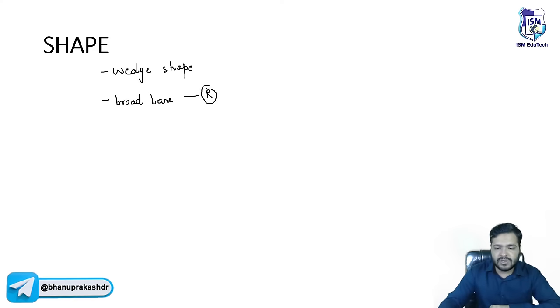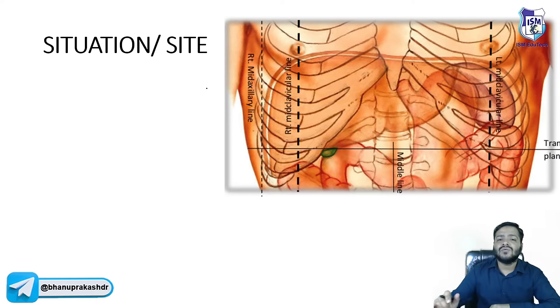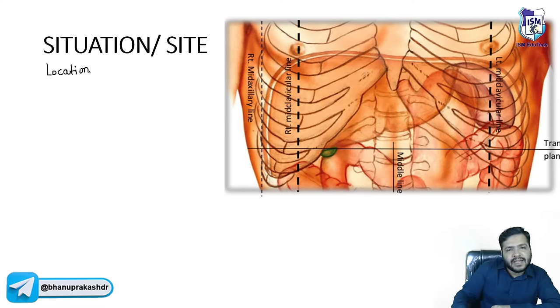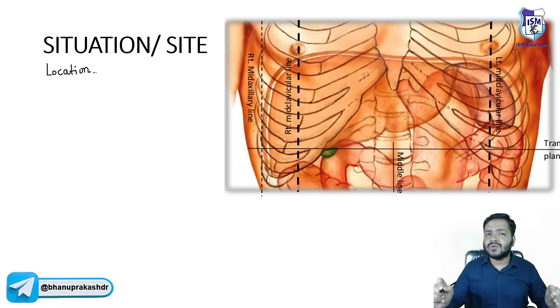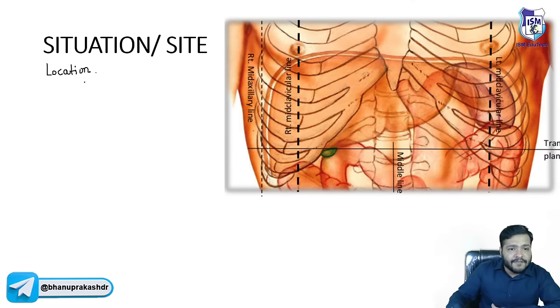I've just started. So remember about the type and the shape. It has a broad base which is directed to the right. Now coming on to the situation and site. I want answers from everyone in the chat box. What is the location, site, or situation? Just look at the picture, beta, and tell me. We have divided the abdomen into 9 regions. In which region is it present? Usman says right hypochondrium. Very good, beta.